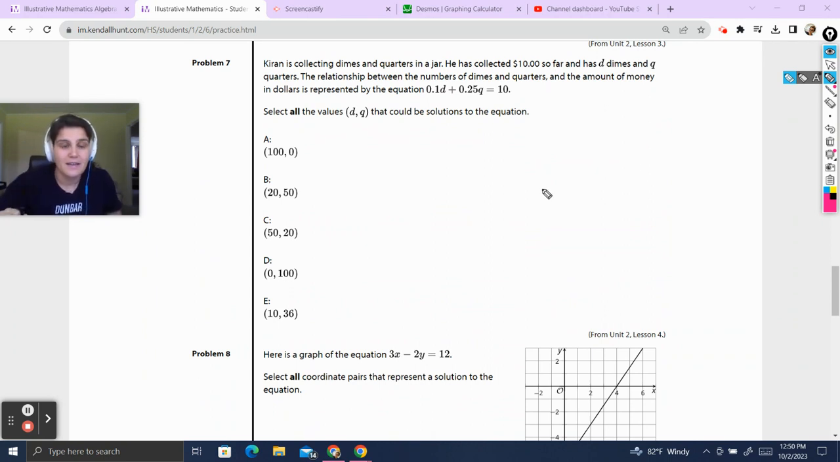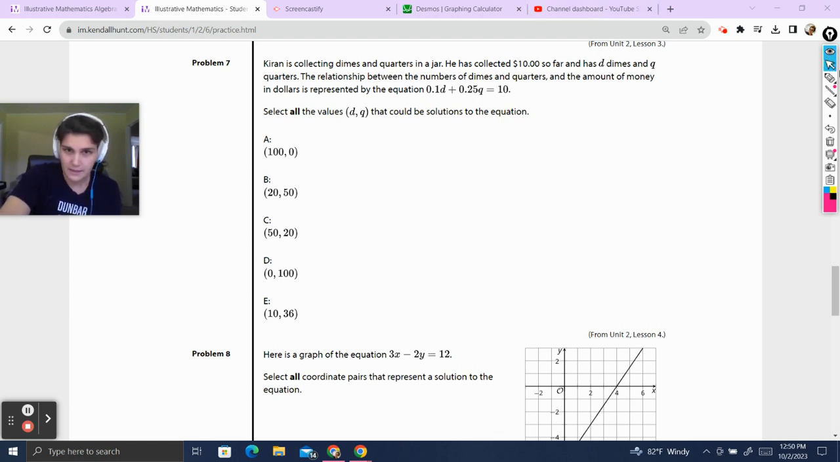Problem 7. Kieran is collecting dimes and quarters in a jar. He's collected $10 so far. He has D dimes and Q quarters. The relationship between the numbers of dimes and quarters and the amount of money in dollars is represented by the equation 0.01D plus 0.25Q is equal to 10. Select all the values that could be solutions to the equation.